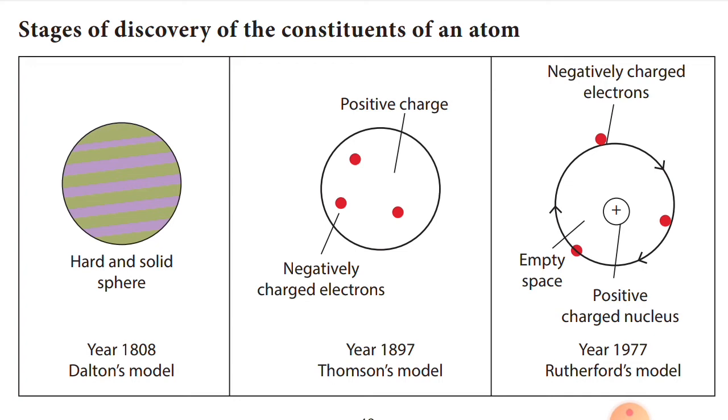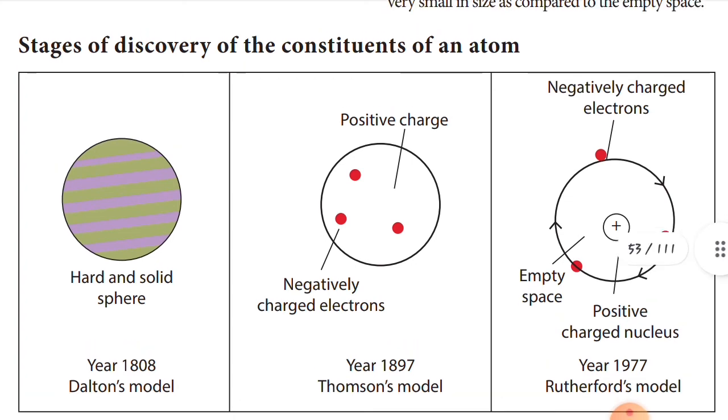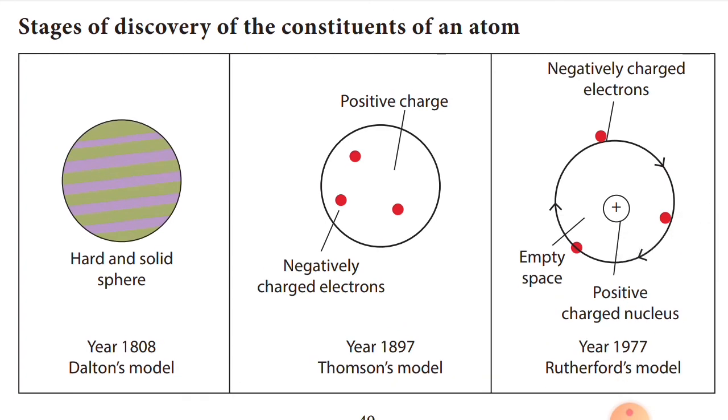Sometimes they ask diagrams as a 5-mark question, children. Write the stages of discovery of constituents of an atom. So after that you have to draw the diagram and explain properly. This is clear to you?